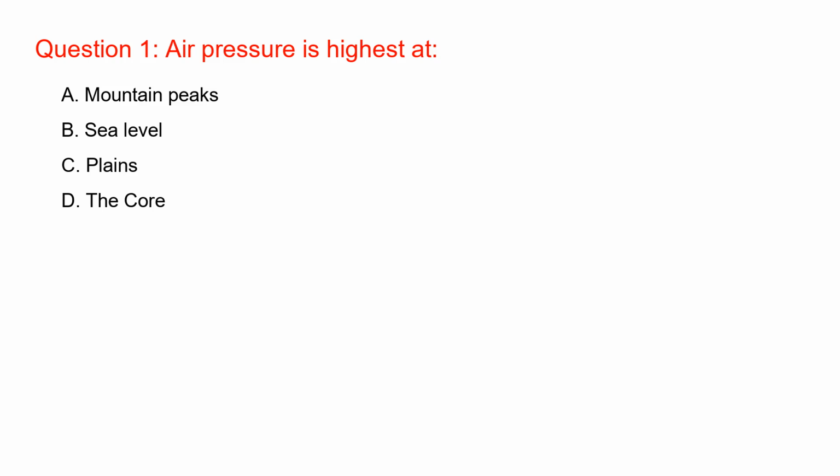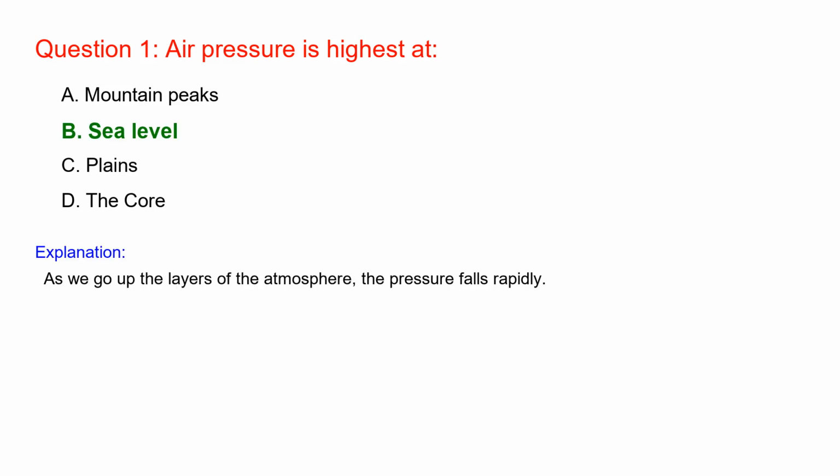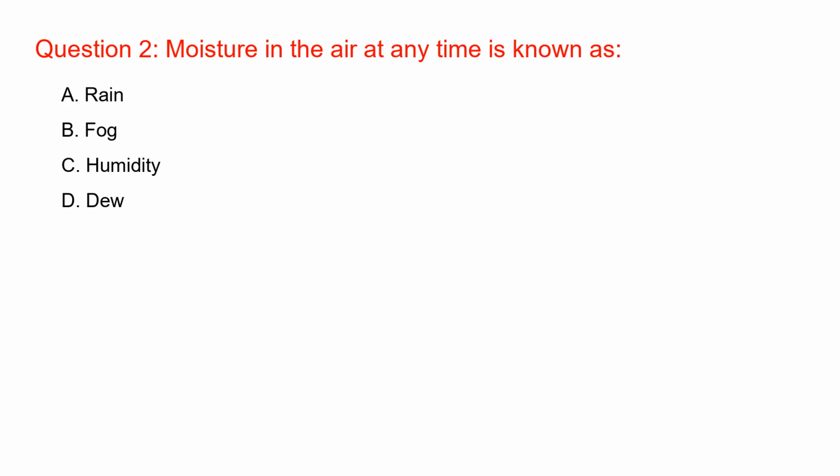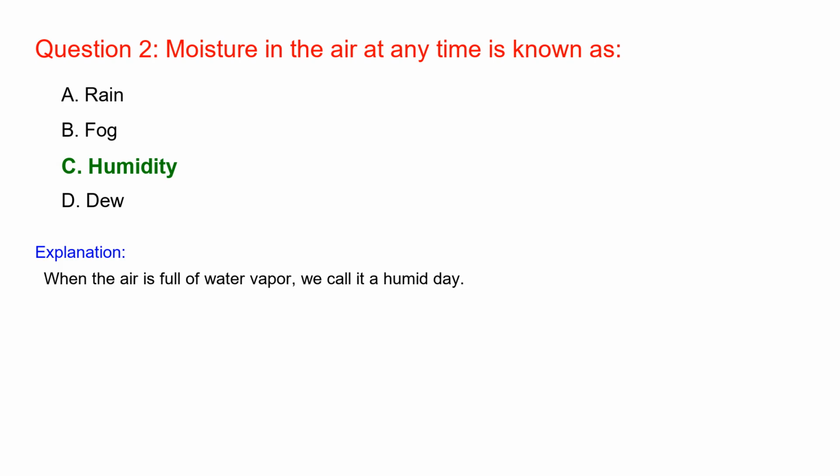Air pressure is highest at sea level. As we go up the layers of the atmosphere, the pressure falls rapidly. Moisture in the air at any time is known as humidity. When the air is full of water vapor, we call it a humid day.